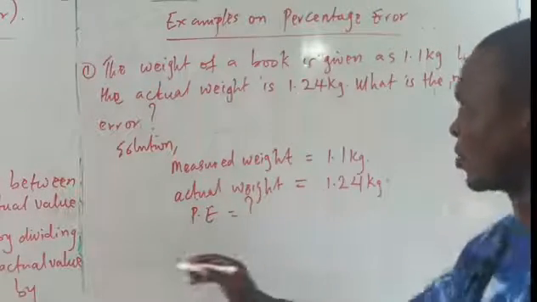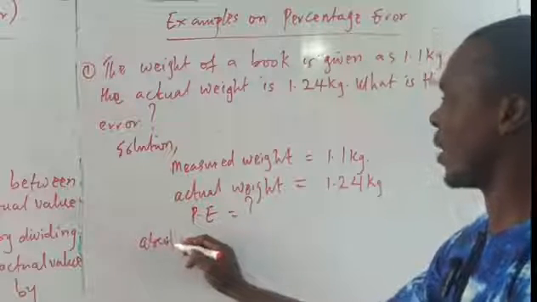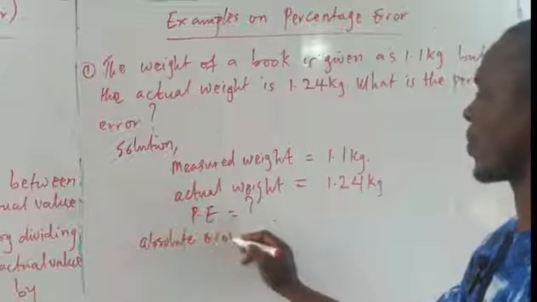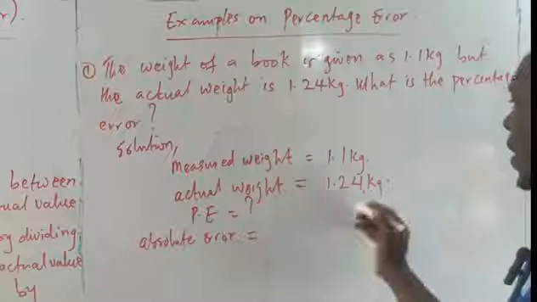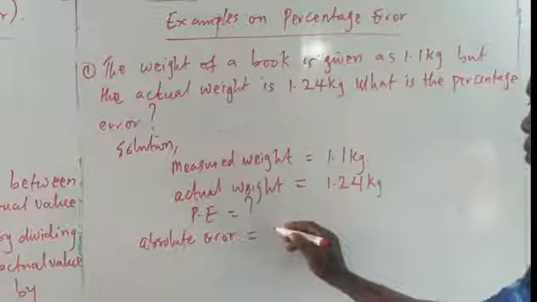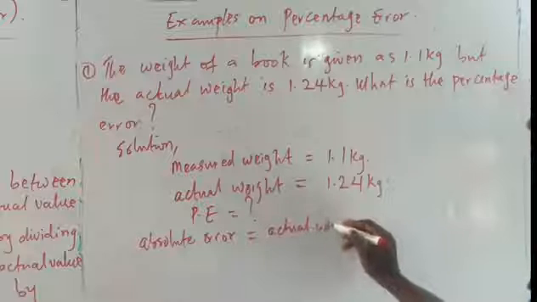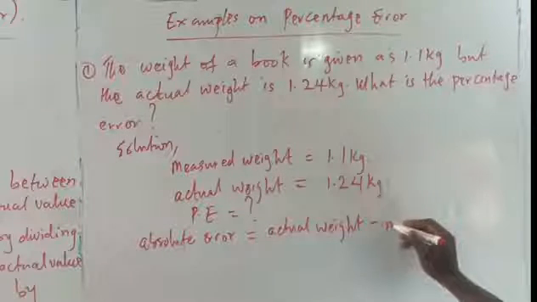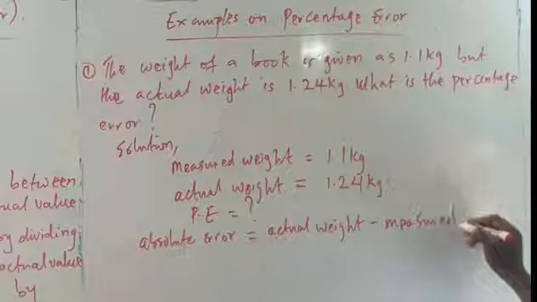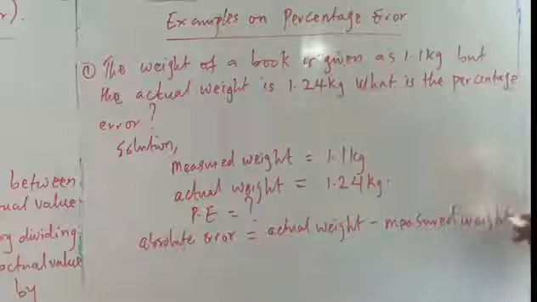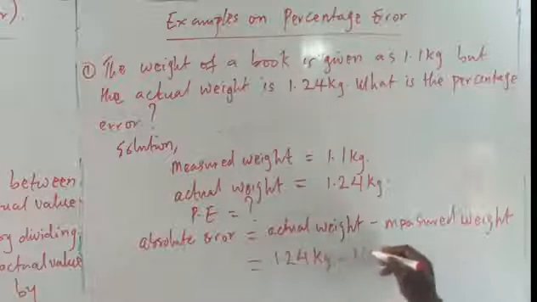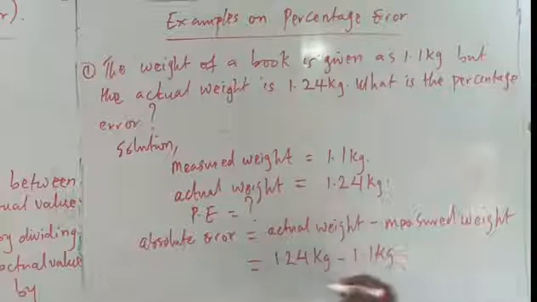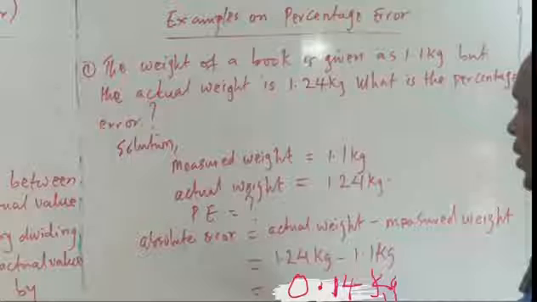And what is absolute error? Absolute error is equal to the difference between the measured weight and the actual weight. The actual weight is given as 1.24. So we have actual weight minus measured weight. Actual weight is 1.24 kg minus 1.1 kg, which equals 0.14 kg. So this is absolute error.